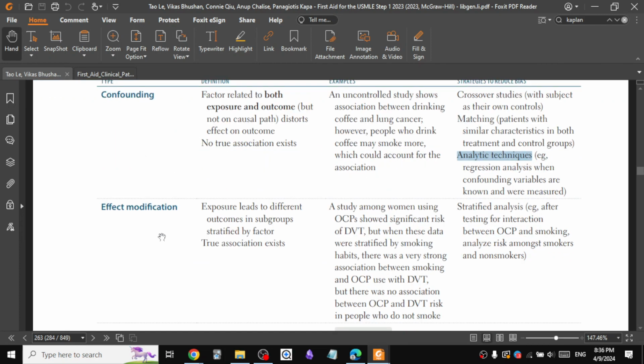Okay, effect modification. Effect modification is when the exposure leads to a different outcome in subgroups stratified by a factor. A true association actually exists. So what we're seeing here is that the independent variable is affected due to some modifier. There was a confounder before, but here you have a modifier, and this modifier is modifying the independent variable and causing different results and outcomes to occur, or you're reaching certain different dependent variables, right? So this is what effect modification is.